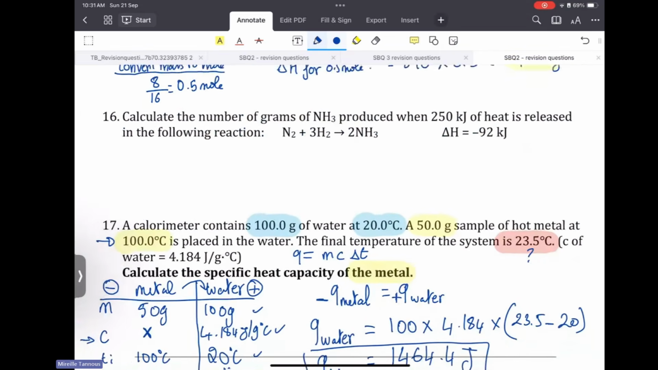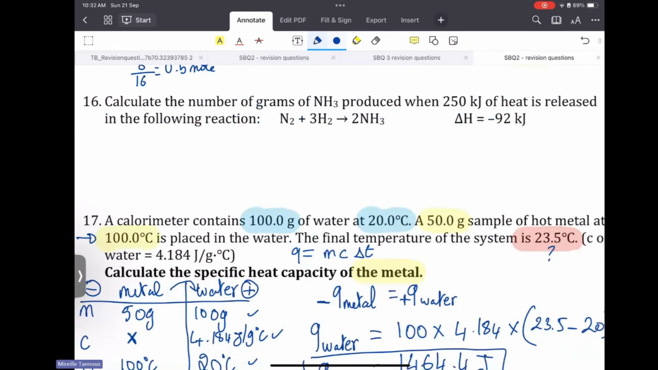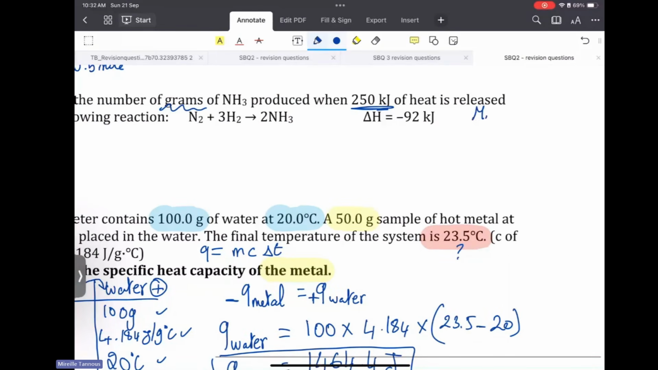Calculate the number of grams, the mass. This is a bit difficult one. Calculate the mass of ammonia produced when 250 kilojoules of heat is released. So, first of all, I look at this equation. Now here we need also the molar mass. Maybe by mistake I didn't put it. So the molar mass of ammonia is 17 gram per mole.